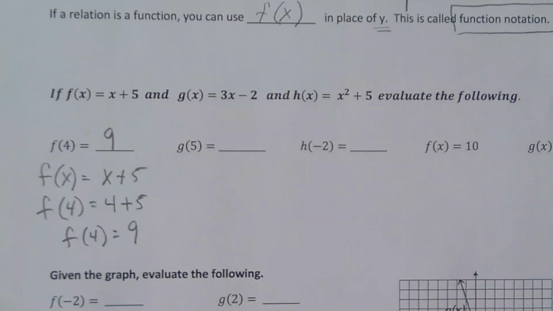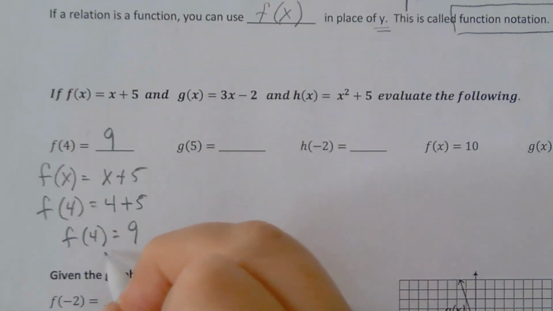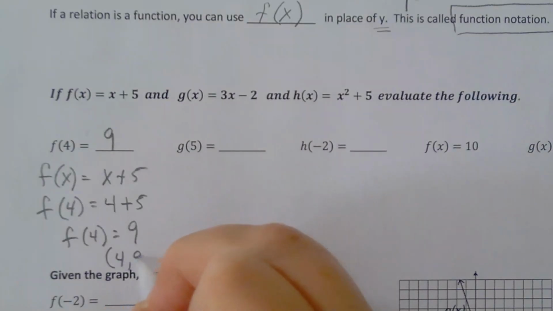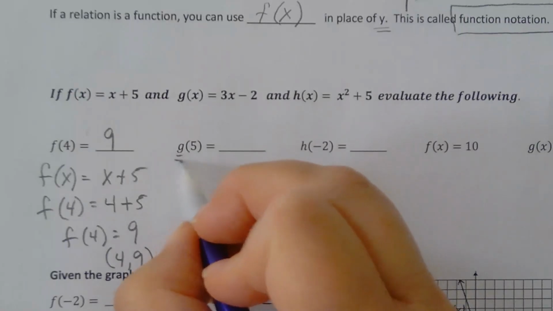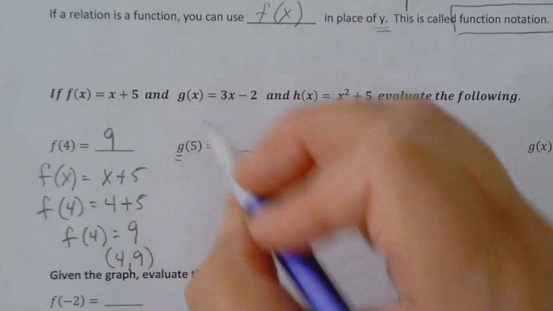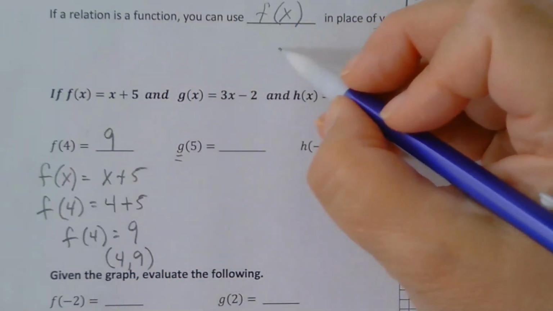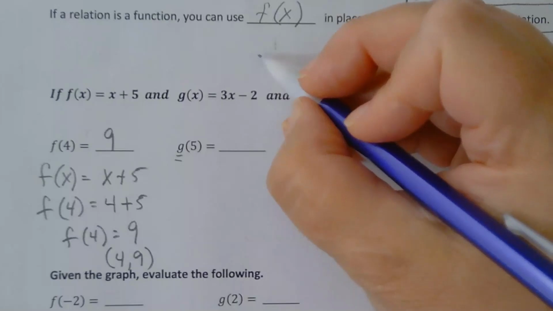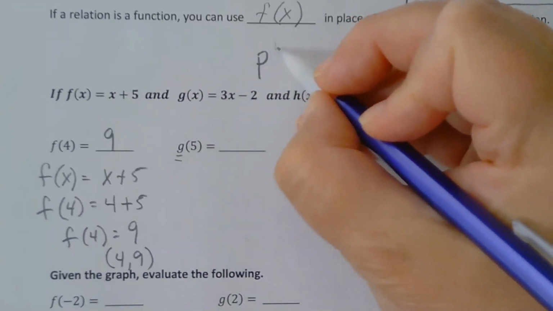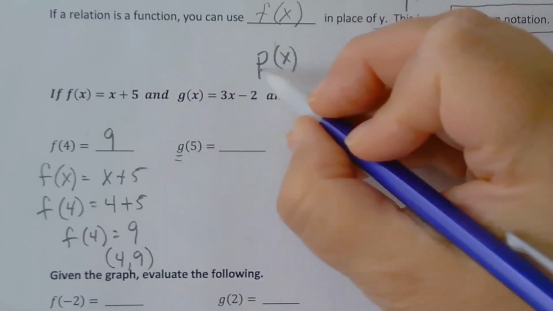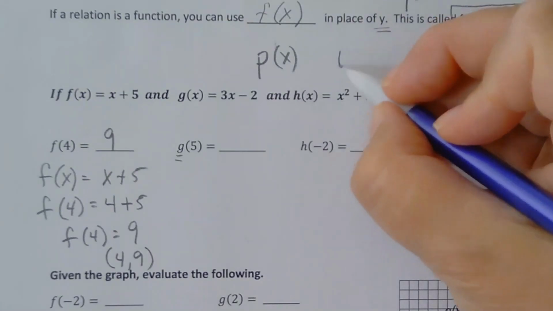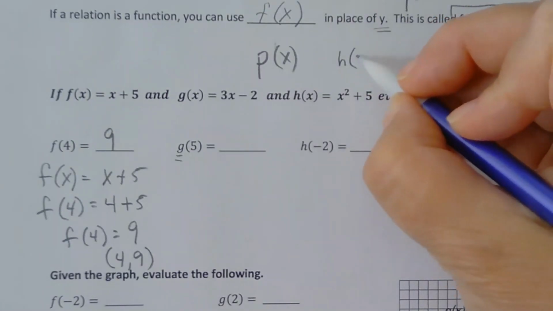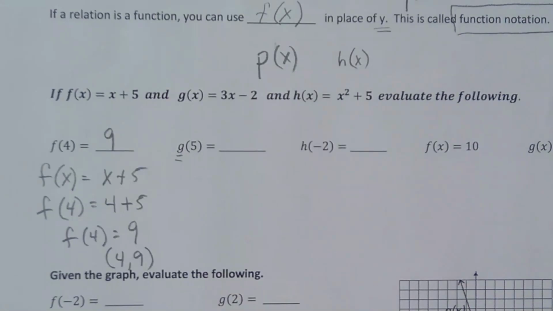So from the previous video in the previous section, we know that if we graphed this, there would be a point at 4, 9. So now we have the g function, because all functions don't have to necessarily be f. For instance, sometimes if you're talking about profit in business, you might say p of x. Or maybe you're talking about the height of something compared to time. You might use h of x instead of f.